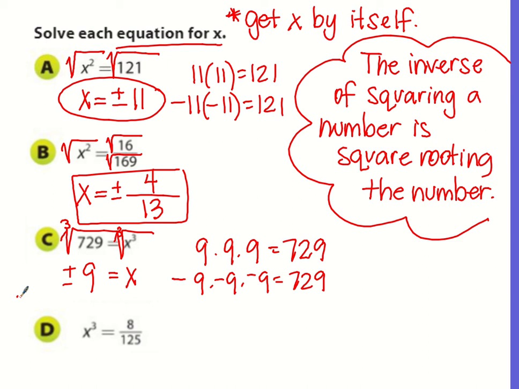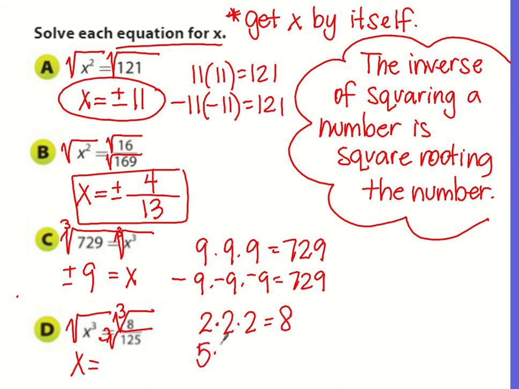Okay? If you're looking at D, the cube root of x cubed is x. And then I need to cube root 8, and I need to cube root 125. For 8, 2 times 2 times 2: 2 times 2 is 4, times 2 is 8. And 5 times 5 is 25, times 5 gives me 125. So I would have 2 and 5, and it'd be plus or minus 2/5.